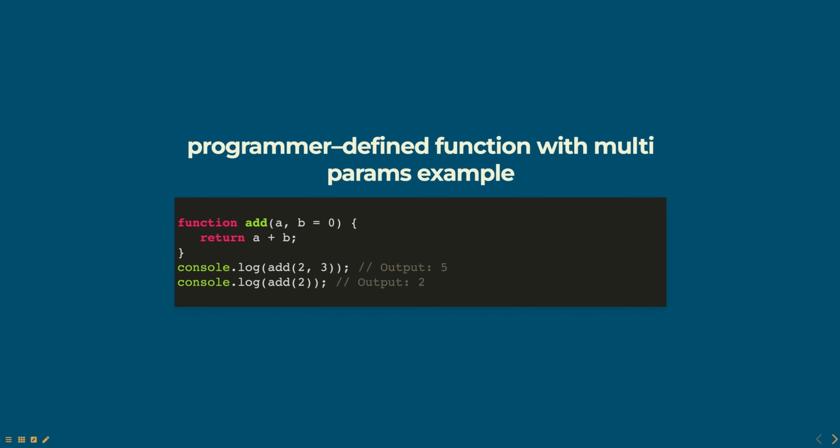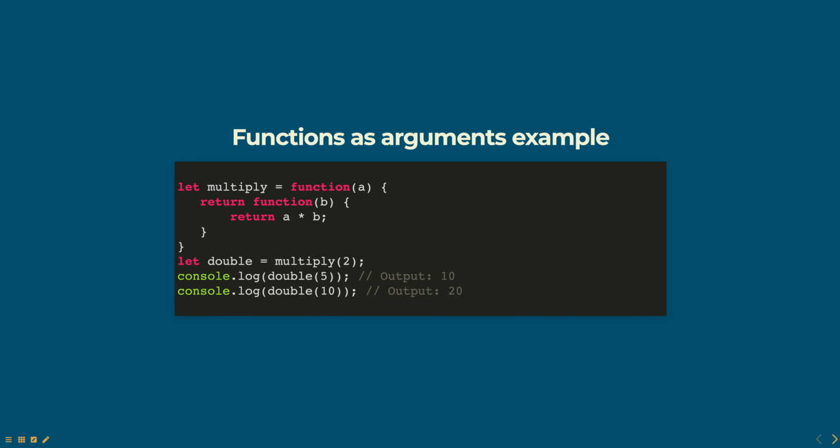In addition to defining and calling programmer-defined functions, JavaScript also allows you to pass functions as arguments to other functions and return them as values and assign them to variables. This is known as closures. This allows for a more advanced functional programming approach and allows for more code reusability and flexibility.